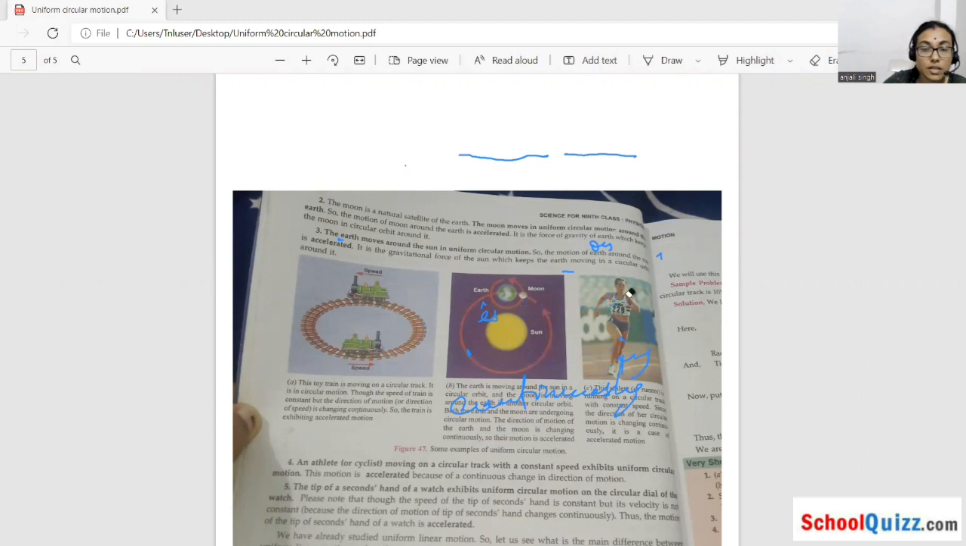The moon is a natural satellite of the earth. It is also moving around the earth. This is a natural satellite and it is also moving around the earth in uniform circular motion. They are universal examples because they have to move. Clear? Okay. Next, the earth moves around the sun. This is also moving in the form of uniform circular motion. Okay. Clear?